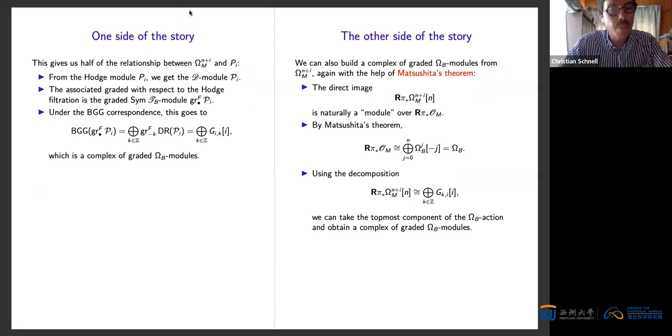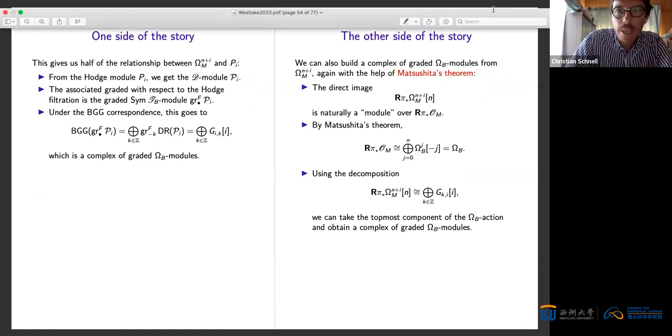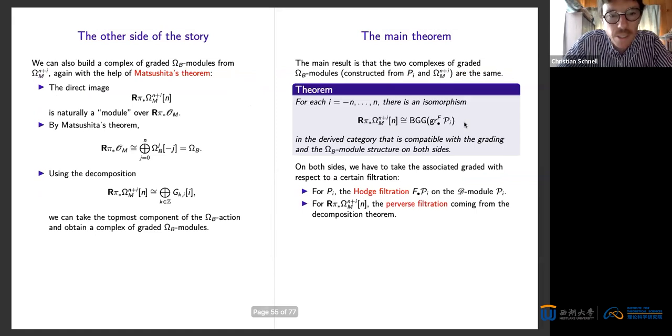Okay, so from the D module, I can make a complex of graded modules over omega. And from the sheaf of forms, I can also make a complex of graded modules over omega. And then the main result is that those two things are the same. So that's the relation that we were looking for. Okay, so it says for every I, there is an isomorphism between these two objects in the derived category, and it is compatible with the grading on both sides and also with the structure of omega B modules.